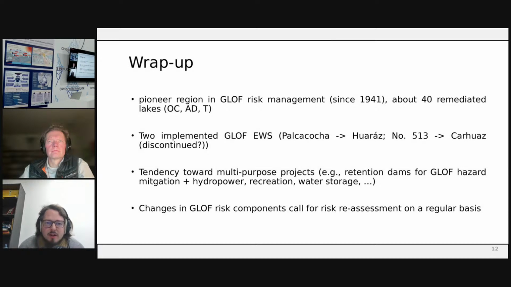To wrap up my talk, the Peruvian Andes are one of the pioneer regions of flood risk management since the 1940s, 1950s. Since that time, about 40 lakes have been remediated with the use of open cuts, artificial dams, tunnels, and more recently also other types of measures. To my knowledge, there are 2 implemented flood early warning systems, one in the case of Lake Palcacocha and the city of Huaraz, the other in the case of Lake 513 and the city of Carhuaz, but this one has been discontinued.